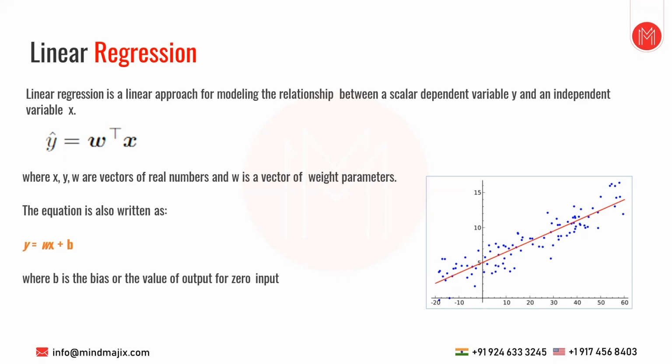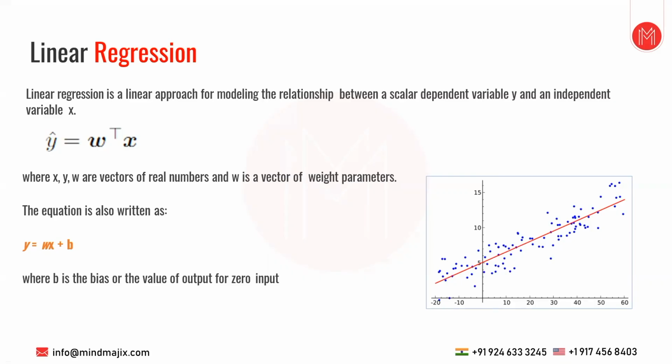The equation of a simple linear regression model to calculate the value of the dependent variable y is based upon the predictor variable x. So again, we have to find out the relationship between x and y. So again, y hat equals w transpose x, where x and y are vectors of real numbers and w is a vector of weight parameters.